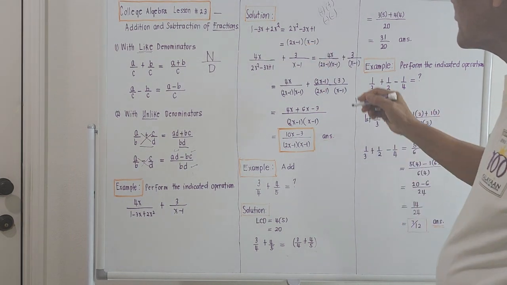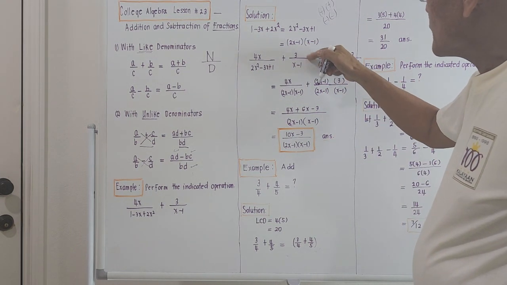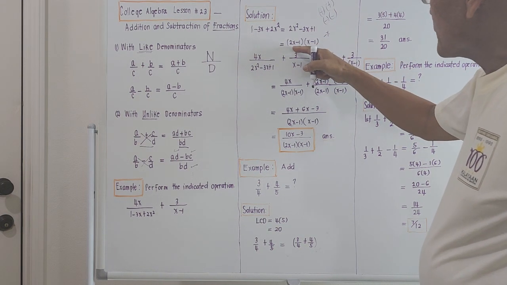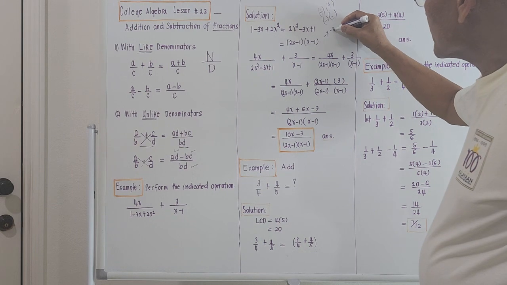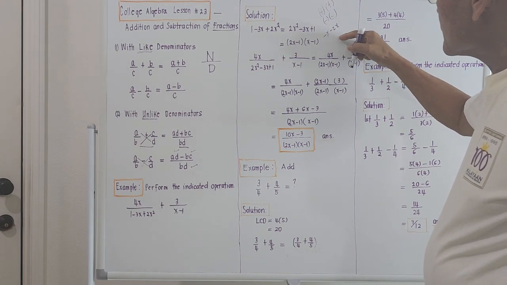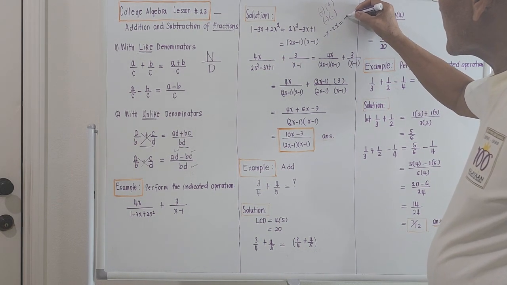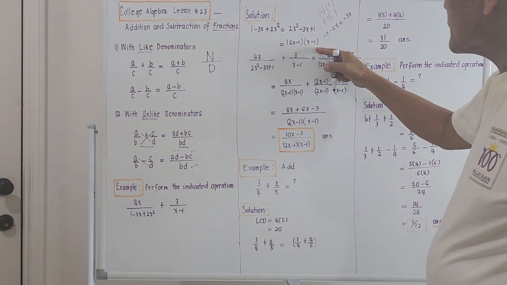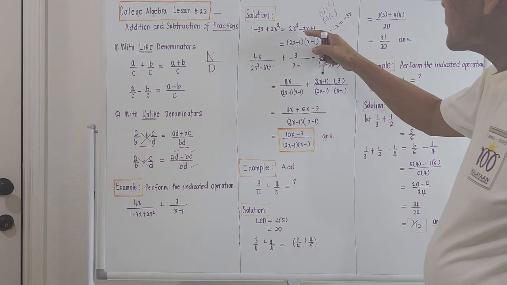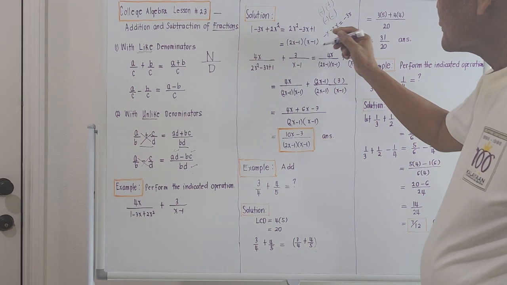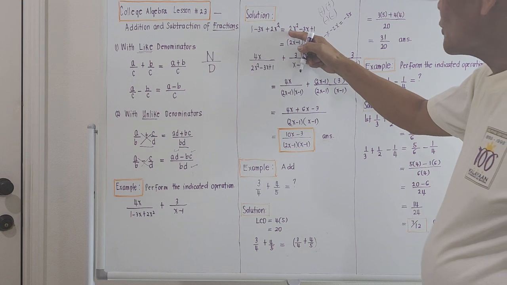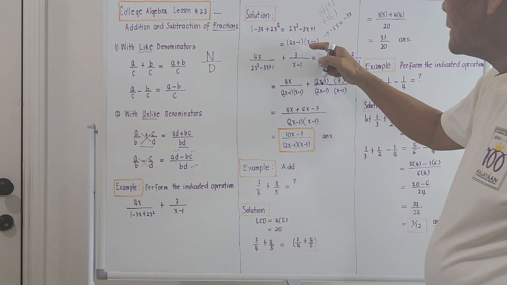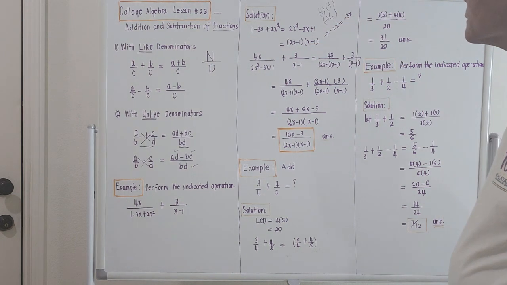Let's try to check the middle term. The middle term is negative 1 times x, which is negative x. And the other part is 2x times negative 1, which is negative 2x. Negative x minus 2x will be negative 3x. Similar terms, right? So if this is minus 1 and this is minus 1, what comes out for the middle term will be negative 3x. So the two binomial factors of this will be the quantity 2x minus 1 times the quantity x minus 1.